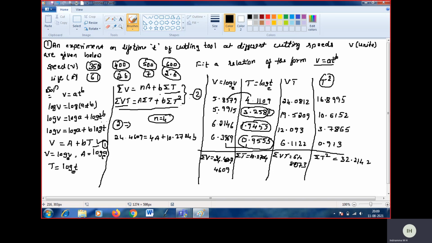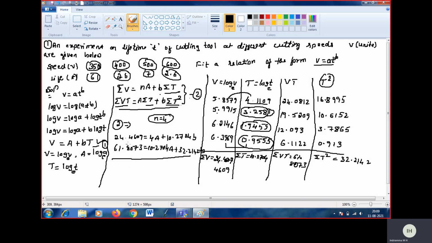Next, summation of Vt will be 61.8073, is equal to summation of T into A. Summation of T is 10.2704 into capital A plus summation of T square into B. Summation of T square will be 32.2142 into B.